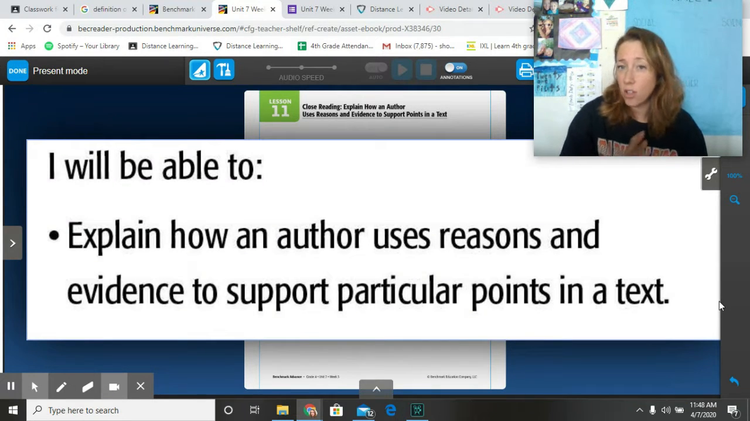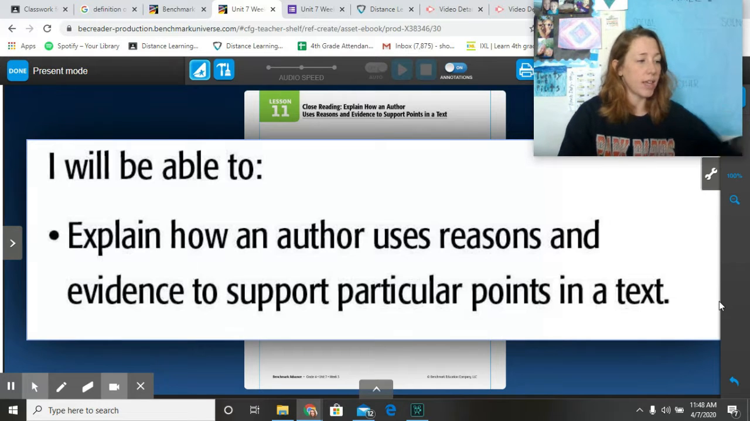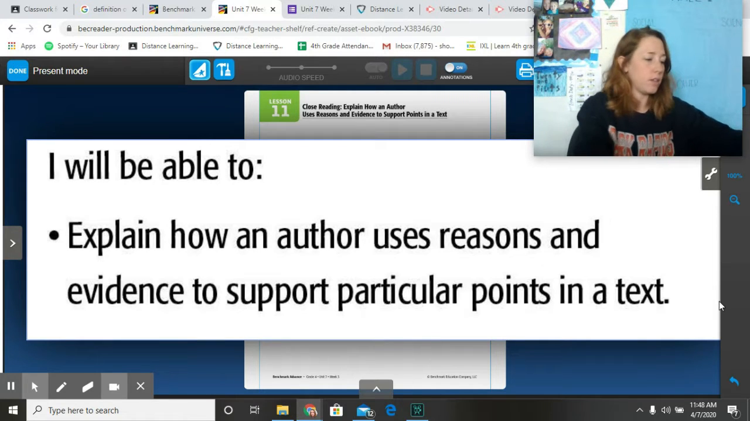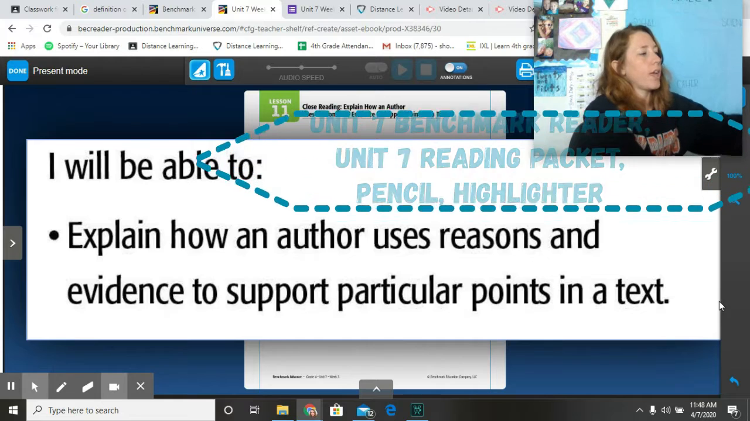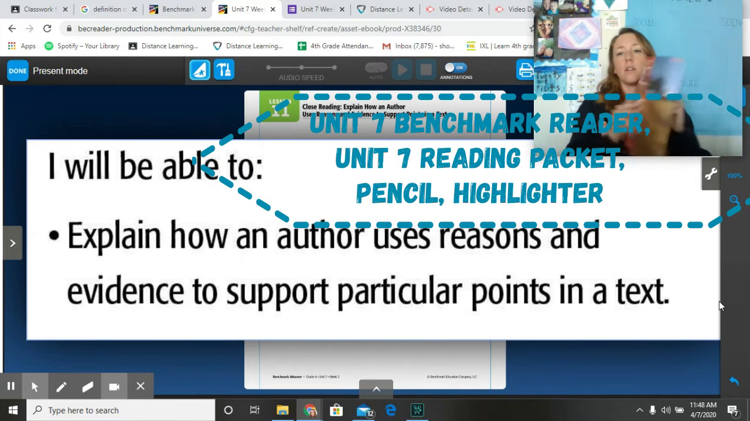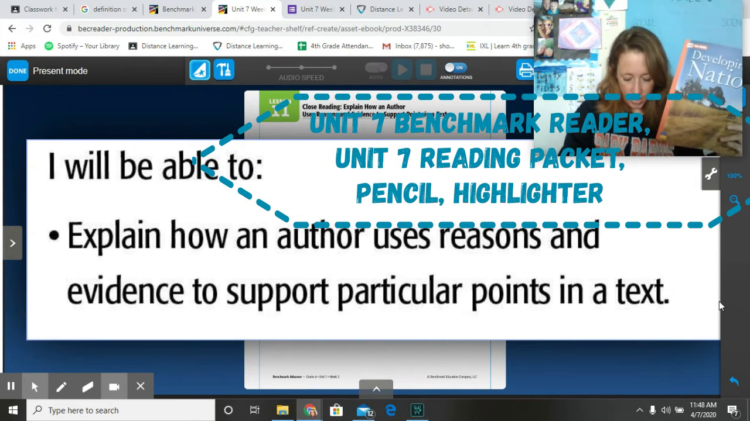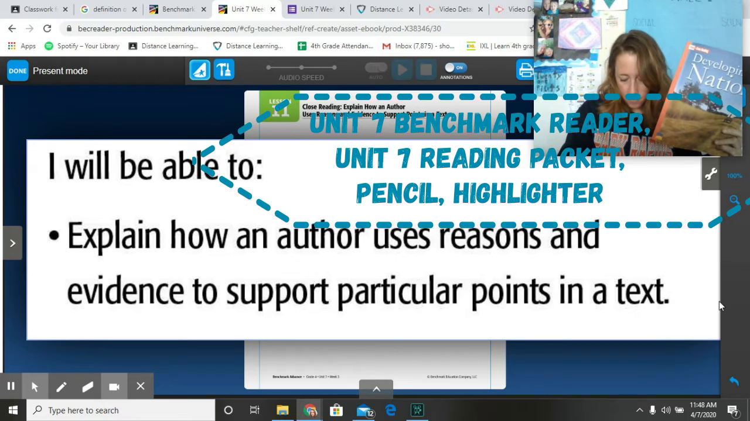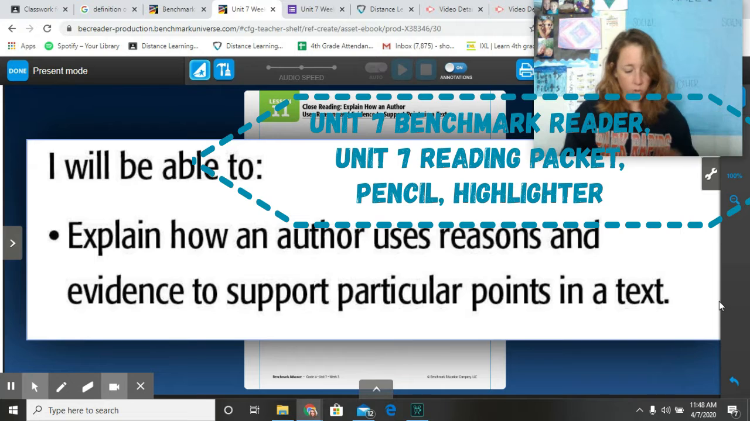We're back for lesson 11 today. So once again, you are going to need your handy dandy Developing a Nation packet. And we will be back in the Oregon Trail story, paragraphs 6 through 10.